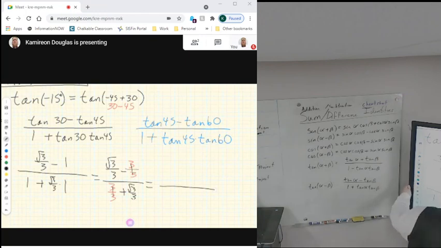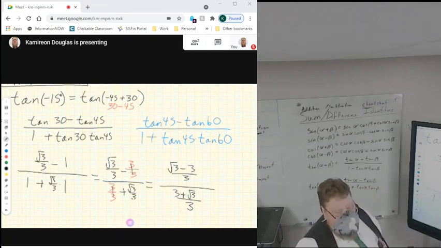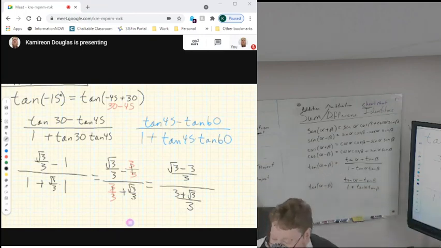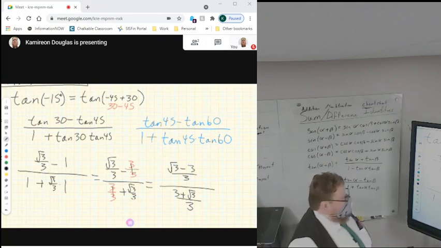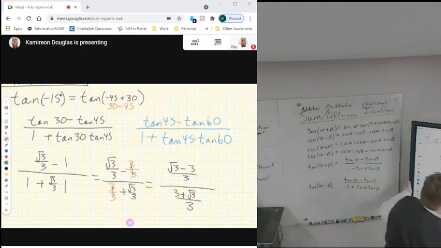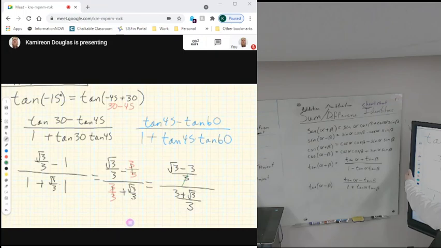The top becomes square root of 3 minus 3, over 3. So it becomes this. You can either use KFC, or I prefer to do the old-fashioned thing, which is just to cancel. I have a divide by 3 on top and a divide by 3 on bottom. This gives me square root of 3 minus 3 on top, and 3 plus square root of 3 on bottom. So that's the answer? And then I still have to fix it.